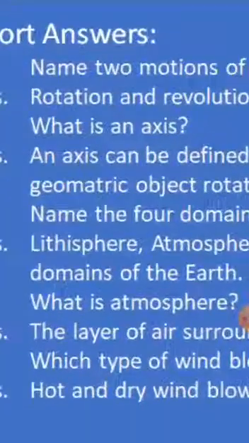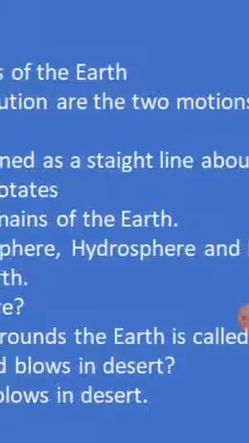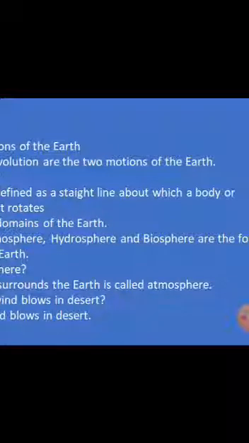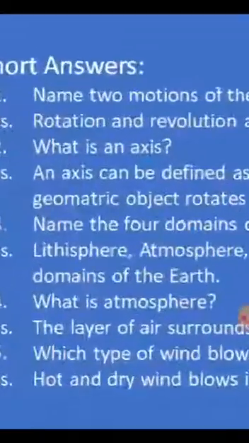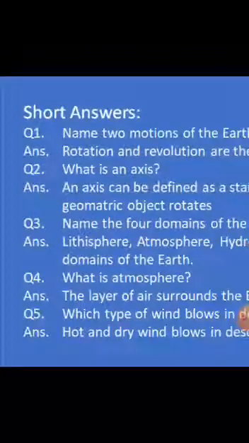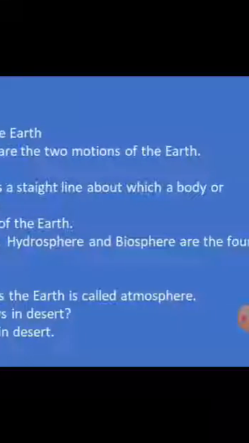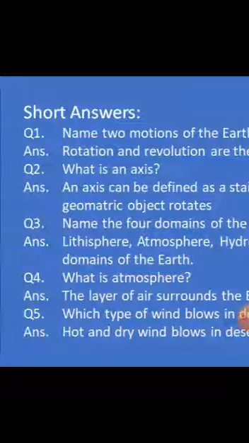Then next question, name the 4 domains of the earth. Which are the 4 domains of the earth? The lithosphere, atmosphere, hydrosphere and biosphere are the 4 domains of the earth. The next question, what is atmosphere? The layer of air that surrounds the earth is called atmosphere.